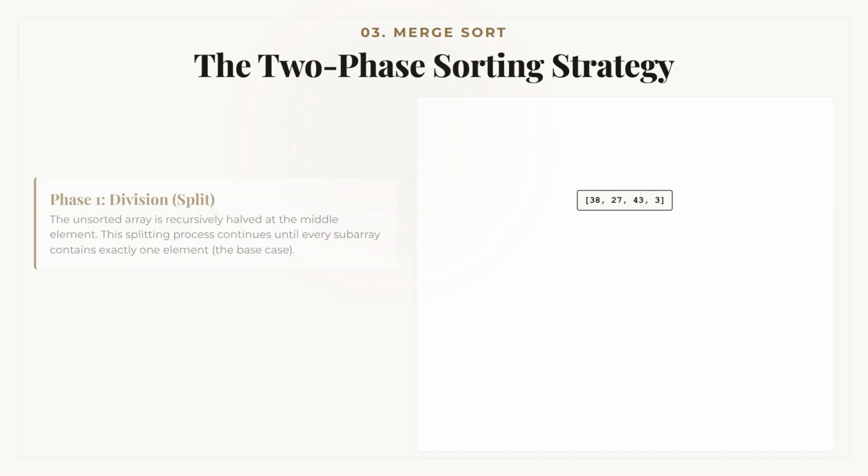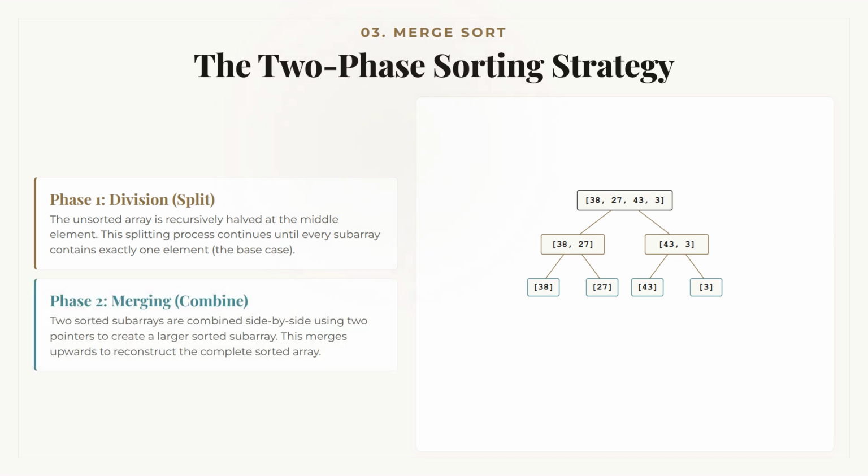Suppose we have an unsorted array. Merge sort divides this array into 2 equal halves. Each half is then divided again into smaller halves. This process continues recursively until every subarray contains only one element. Since a single element is already sorted, the algorithm then starts merging. During the merge phase, 2 sorted subarrays are combined to form a larger sorted subarray. This process continues upward until the entire array becomes sorted.